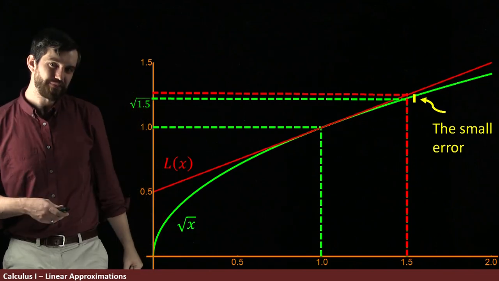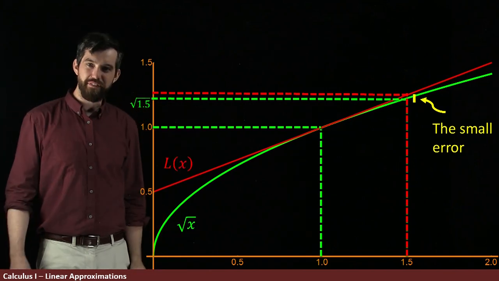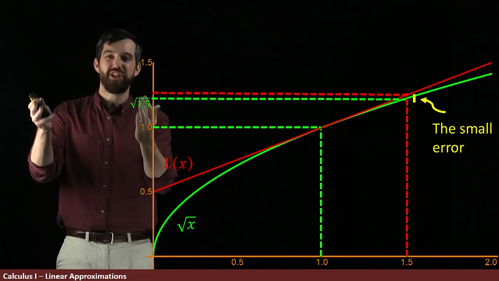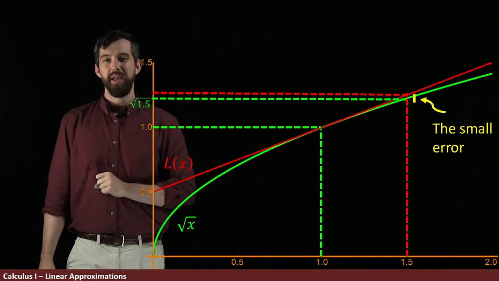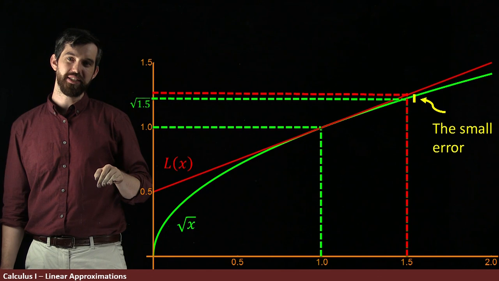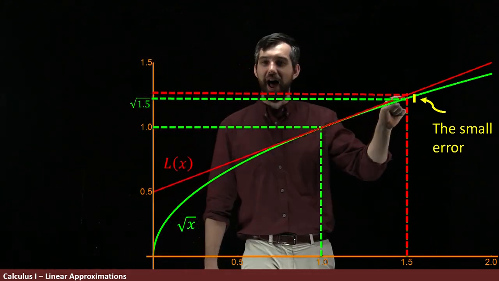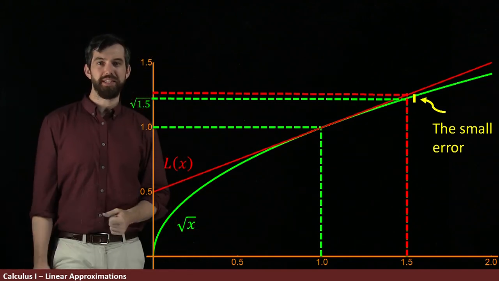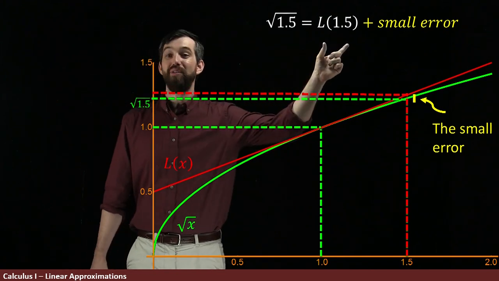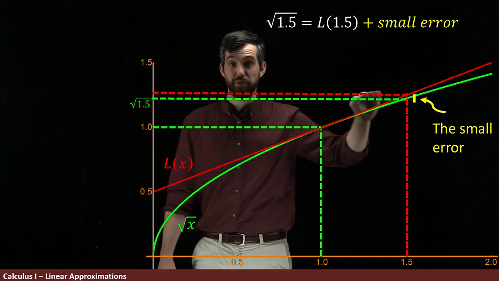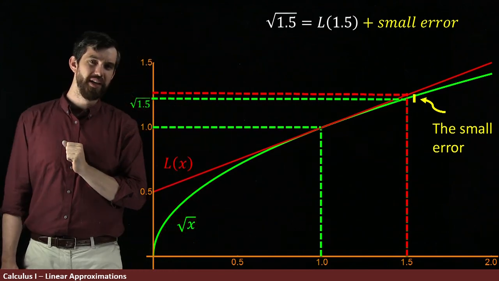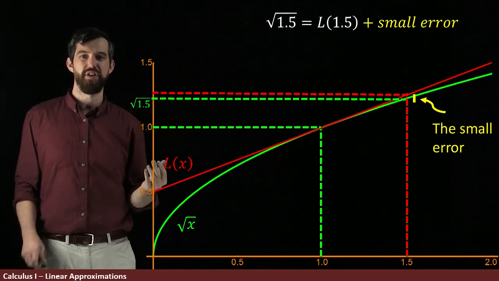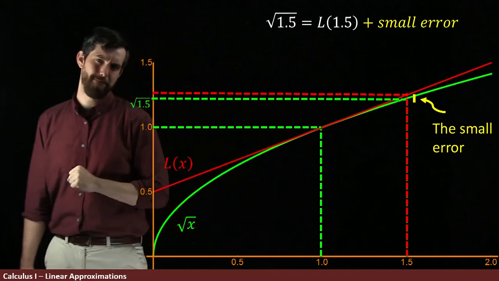So our heuristic is this. When I'm trying to estimate something like the square root of 1.5, I'm going to compute the tangent line, not at 1.5, but at a number I can actually compute. I know how to do the square root of 1. And then I'm going to figure out what that tangent line is, go along the line over to 1.5, and that value is not going to be exact, but it's going to be pretty good. Another way to think about this is to say that the square root of 1.5 is whatever my tangent line is at 1.5, plus this small little error. In this case, where the tangent line is above the square root of x, the small error is a small negative number. So the green is a little bit less than the red.